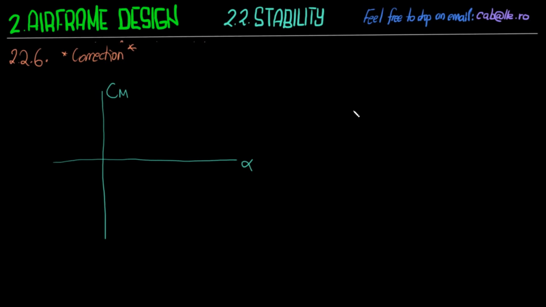Okay, so remember that if we have a positive alpha, then a corrective moment is going to try to fight against that alpha. So a positive moment or moment coefficient is going to be corrective. Sorry, I messed up again. A negative moment is going to be a corrective moment. That's right.